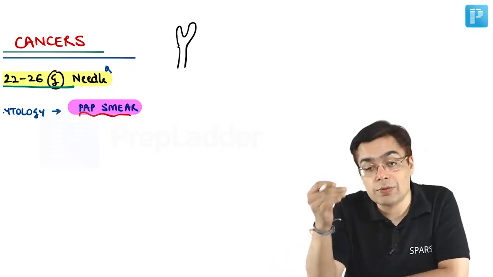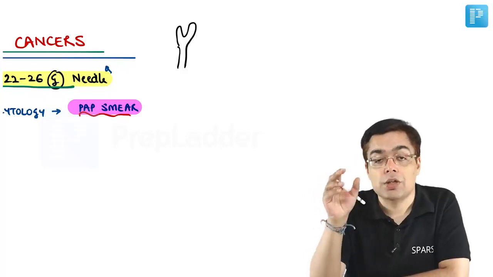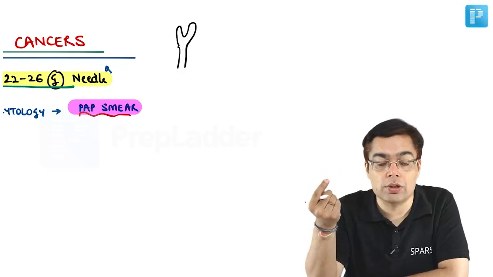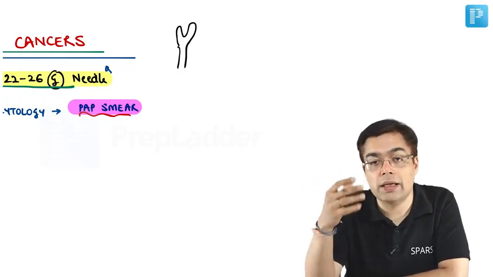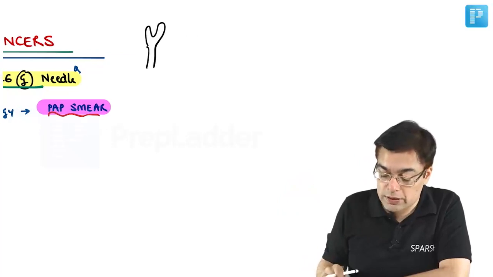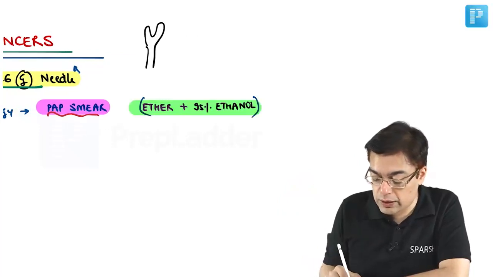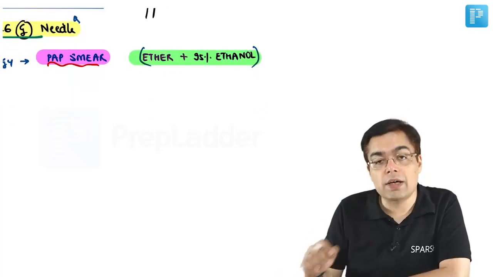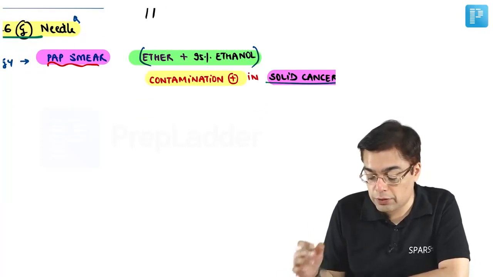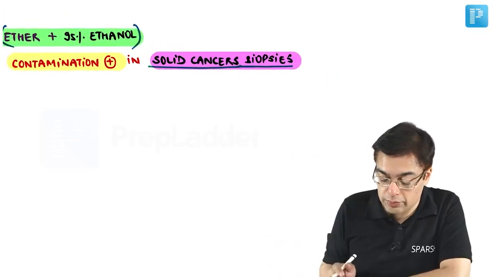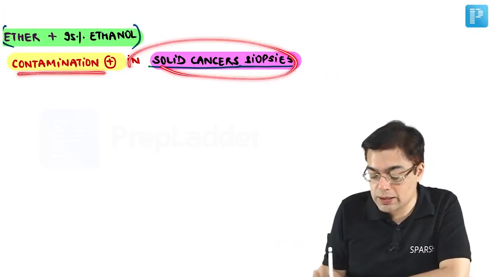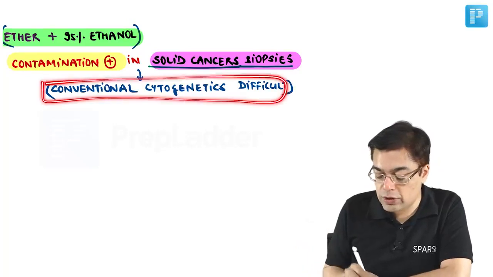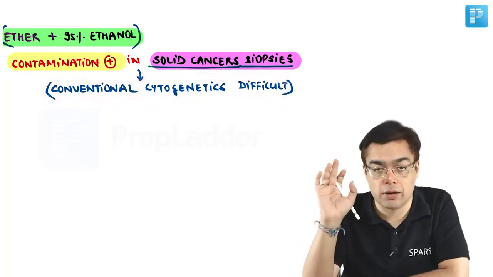In fact, they asked you the steps in the ANICET exam for taking a pap smear. So you would ask the patient to lie down, obviously spread her legs. You would be taking the scraping from the squamocolumnar junction, take it out and put it on a slide, and then you're going to be fixing it. So far as the fixation is concerned, the fixation is done with the help of a combination of ether plus 95% ethanol. Now what they've asked you in the exam earlier is, and that is going to be kind of a tricky information, that sometimes contamination is expected to take place in solid cancer biopsies, and therefore we need to remember the fact that in such situations conventional cytogenetic analysis becomes difficult.